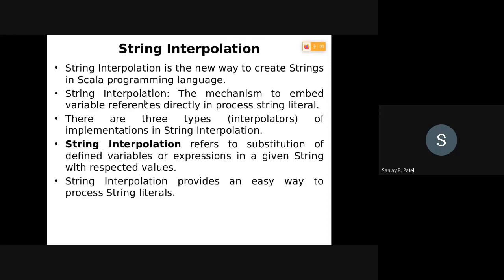String interpolation is a new way of creating strings in the Scala programming language. Interpolation is a mechanism to embed a variable reference directly in the process of writing string literals. There are three types of interpolation: F, S, and raw interpolation. String interpolation refers to substitution of a defined variable or expression in a given string with the respective value. String interpolation provides an easy way to process string literals.